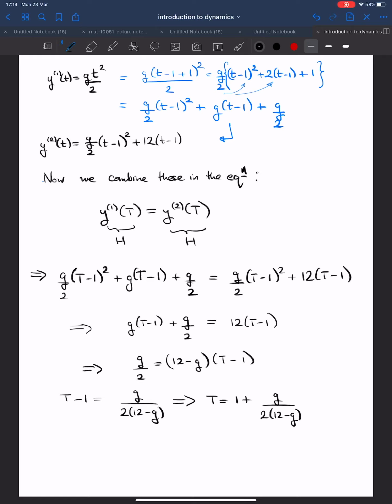All right, good. And you can combine these together. And what do we get? So we'll have 24 minus g, 2g plus g minus g over 12 minus g. Okay. Good. So this is our time. As you can see, if g is 9.81, then this thing is positive.